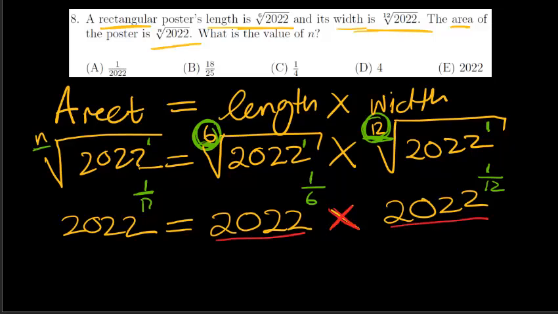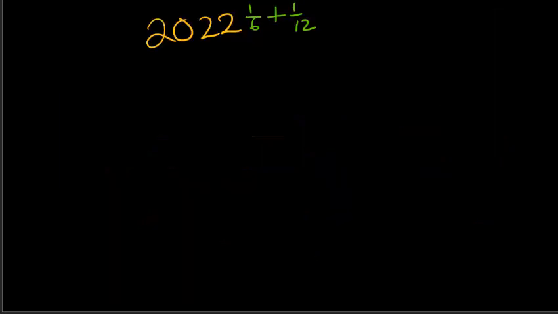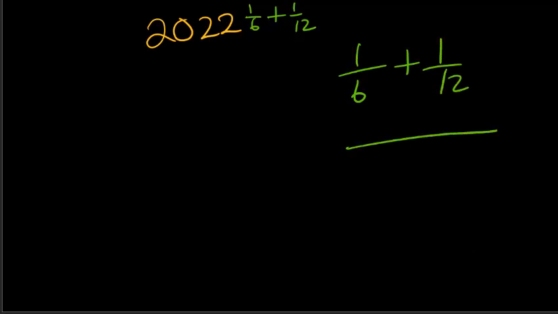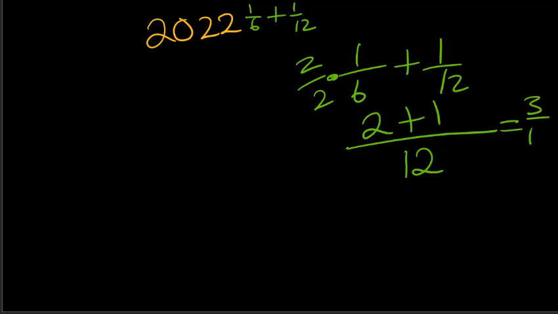So I'm going to keep my base as 2022, and I'm going to add the exponents 1 over 6 plus 1 over 12. All right. So this is the last line we had. Let's work with this exponent section. If I say 1 over 6 plus 1 over 12, I want to get the same base. So I'm going to use 12 as the common denominator. 6 will be 2 over 2, so it'll be 2 plus 1, which gives me 3 over 12. If I simplify that, that becomes 1 over 4.